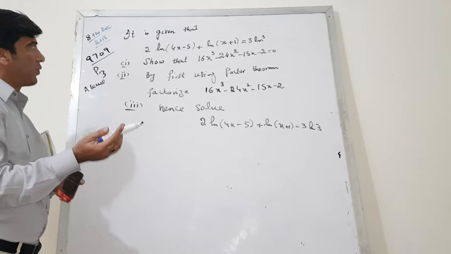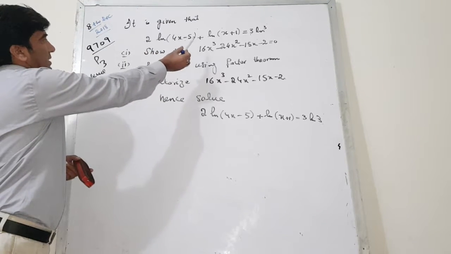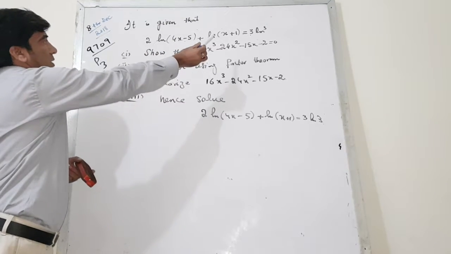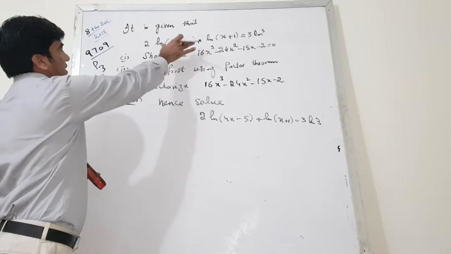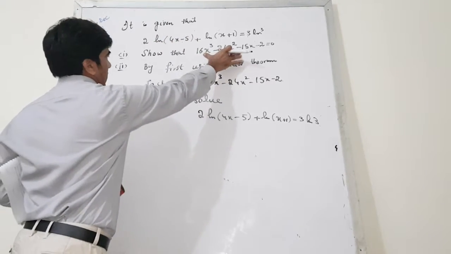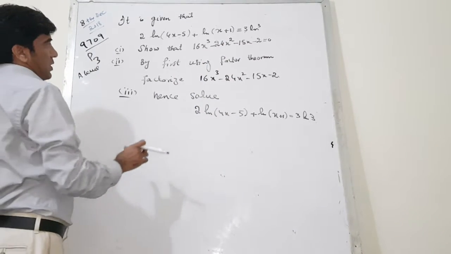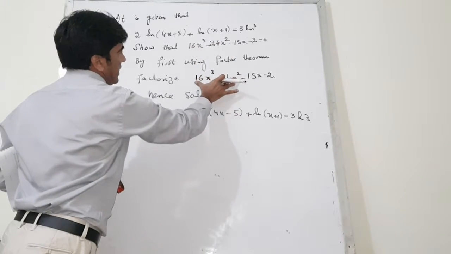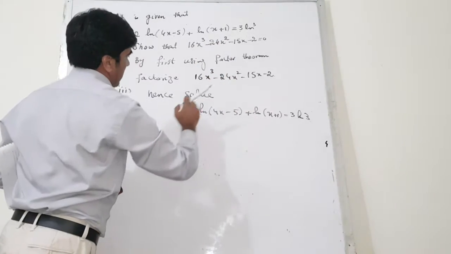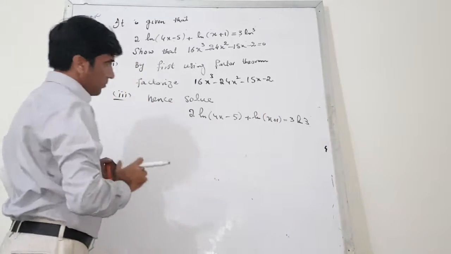This is the statement of the question: 2 ln(4x − 5) + ln(x + 1) = 3 ln 3. You need to transform this equation into this equation. This is the first part of the question. In the second part, he is asking us to completely factorize this expression, and in the third part, hence solve this equation.